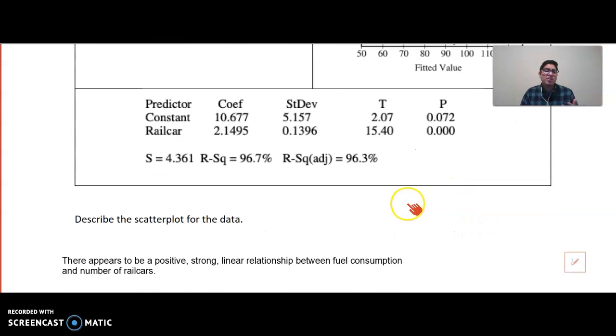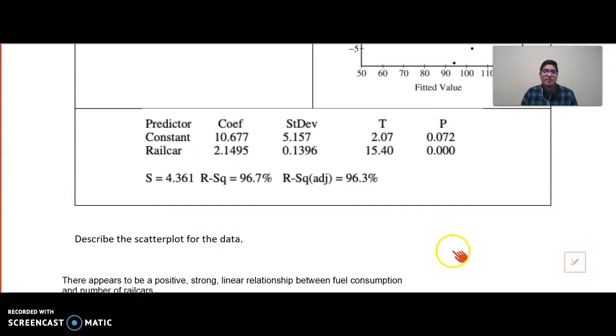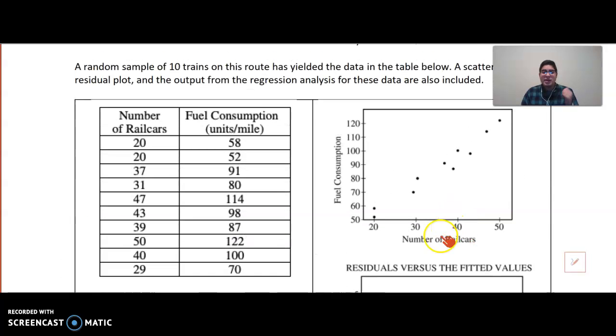So let's first start off by describing the scatter plot of the data. I look back at my scatter plot. Direction looks positive, as I can see the points are rising from left to right. Looks relatively linear. I can see that they're changing at about a constant rate. And I would call that relatively strong because we can see that the points are very clustered together if I were to draw a line through this data.